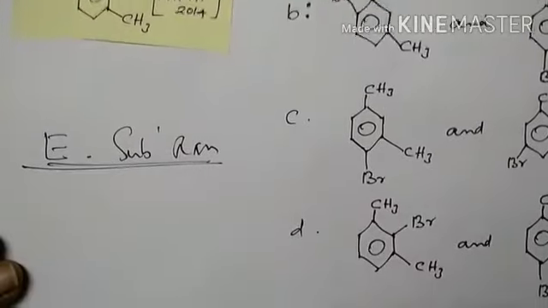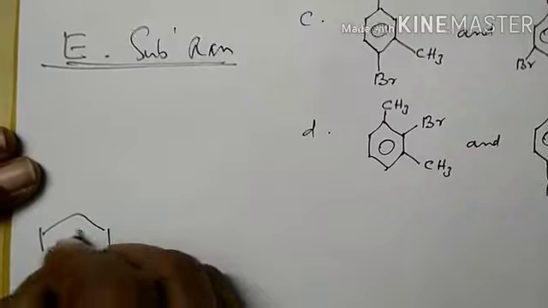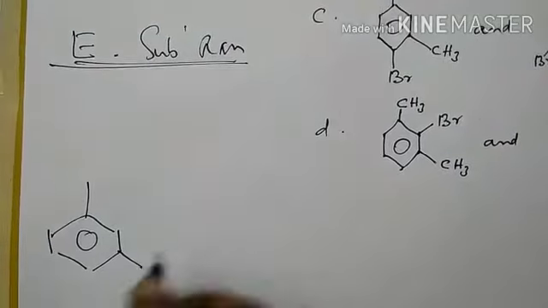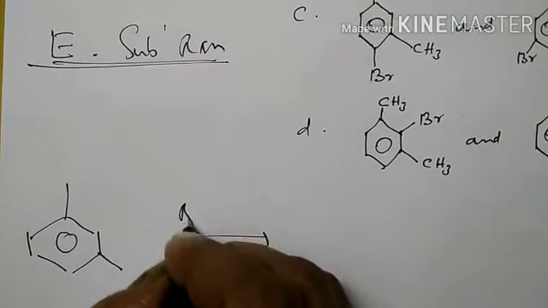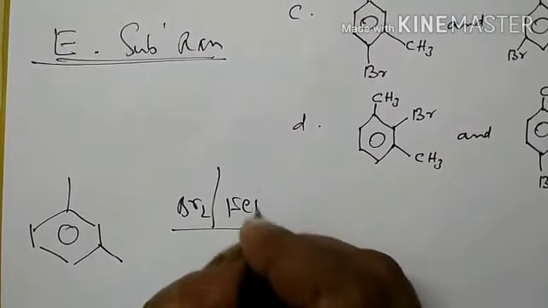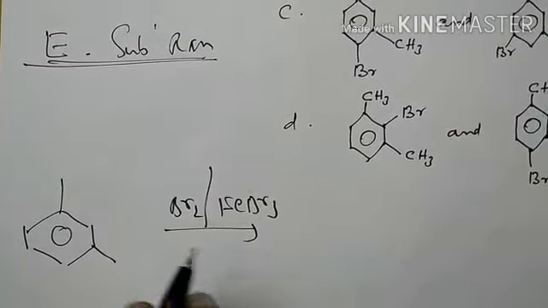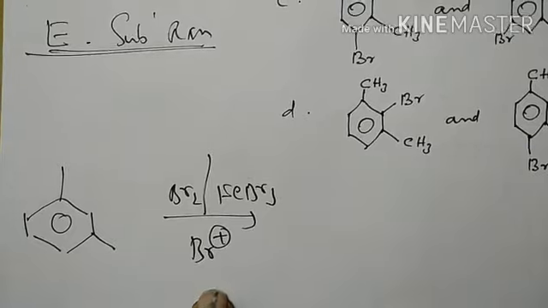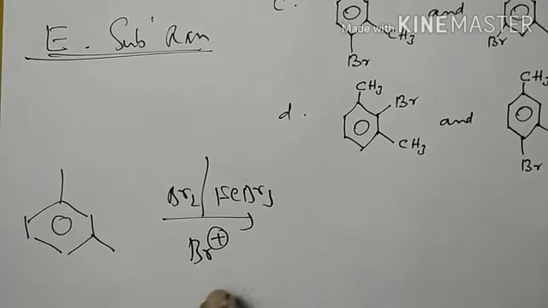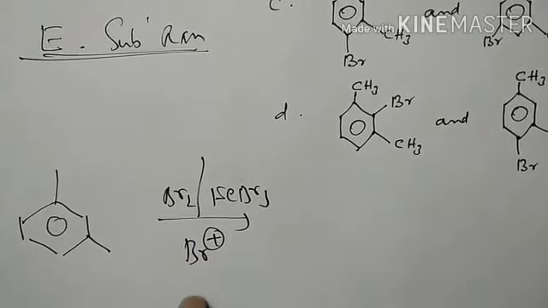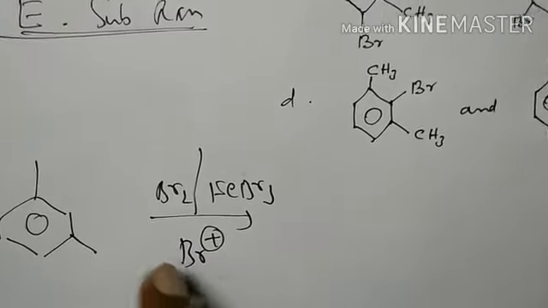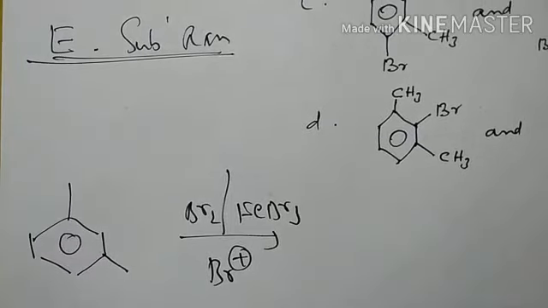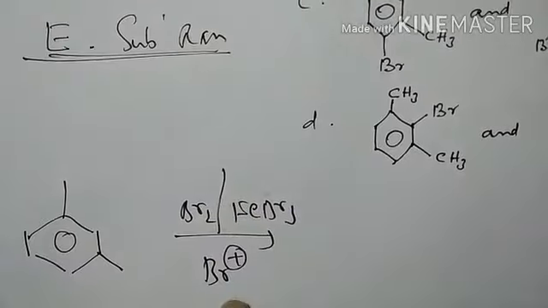Now, let us take your given compound. The given compound has methyl groups on the alternate, meta position. With that, you are using bromine in presence of ferric bromide. This is giving the formation of Br plus. You know the mechanism. This is nothing but Friedel-Crafts reaction, halogenation. Here electrophilic substitution of halogenation takes place.